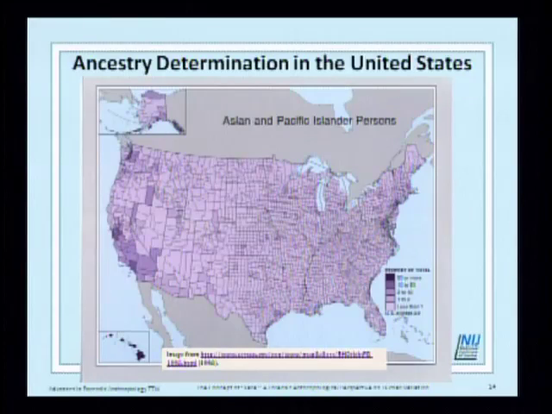Of course, there's always an exception to the rule, but you should always look at your demographics. Asian and Pacific Islander persons. So obviously we don't have too many across the U.S., but as you get to the West Coast, you start seeing the darker numbers over there.